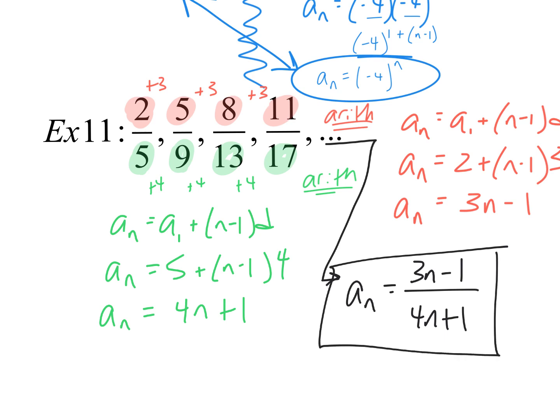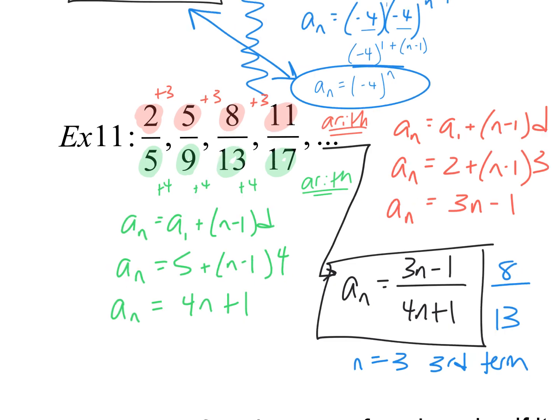Let's see if that works. Let's just check it. You guys know that you can always check these. Let's try n equals 3. That means the third term. When I plug in 3 to the numerator, I get 9 minus 1, which is 8. When I plug in 3 to the denominator, I get 12 plus 1, which is 13. That's the third term. Is it the third term? Oh, snap. Third term, it works. So you guys, these are checkable. You can always check a term that you're given by plugging in whatever that term number is for n and make sure that your formula actually works.